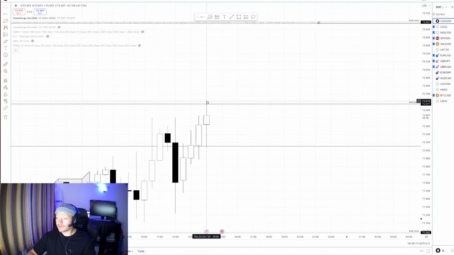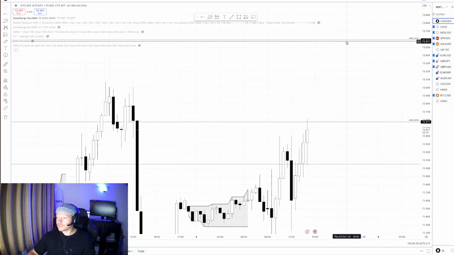Now I'd like to see this close above here, as I said, because that's really going to give us our entry. So it could be this 30-minute candle, or it could be the next one, or it may not happen. But if we do get a close above here, then I'm going to take a trade to the upside, and we're going to be looking to fill this 4-hour gap.